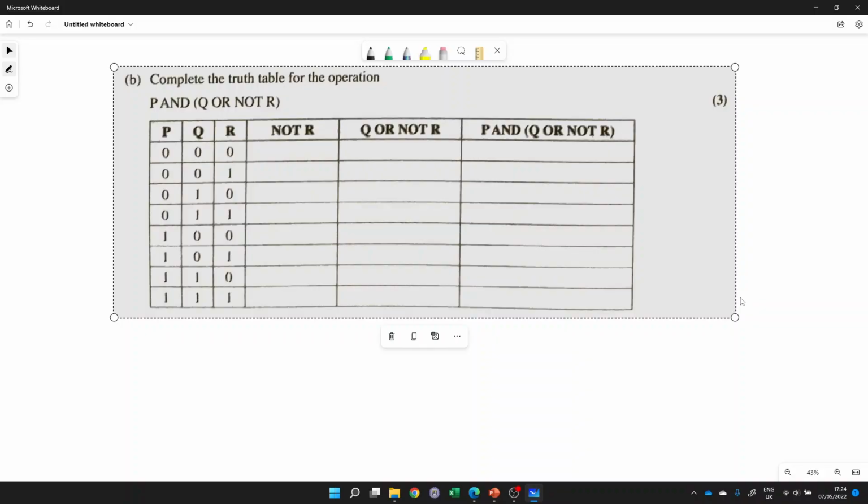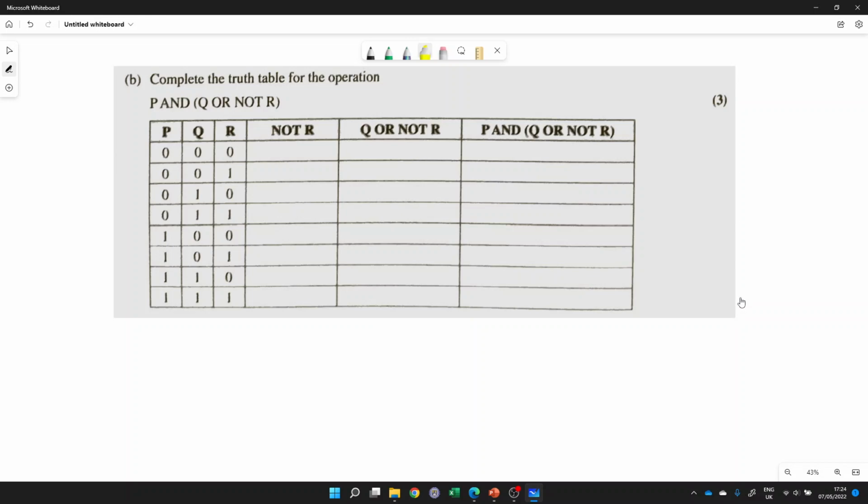Let's have a look at question 5b, which is all about logic gates, and I can guarantee that this is probably the question that will stump most people. When you look at it, it looks intimidating, but they're actually really nice questions once you've got your head around how to break them up and how to solve them. So it says complete the truth table.